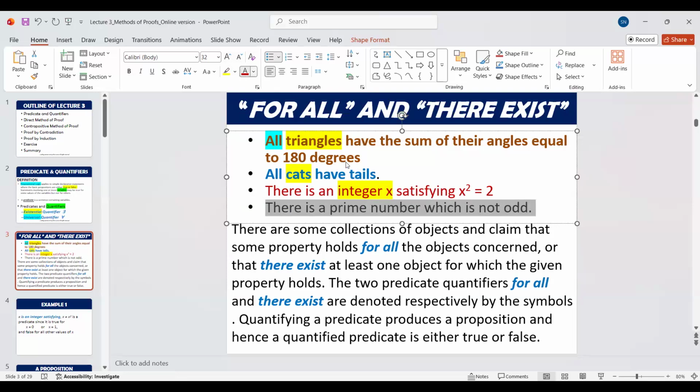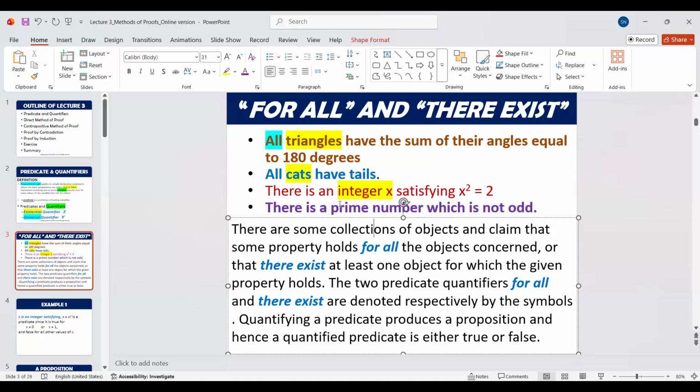Now, there is a prime number which is not odd. What is the variable here? Prime number. That's a prime number. Okay, so we have correctly identified all the variables here.